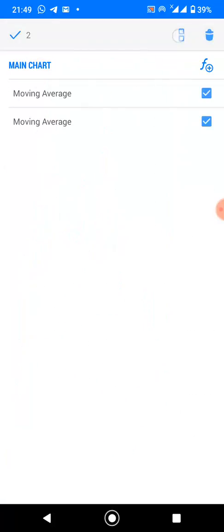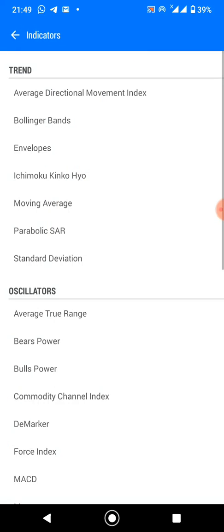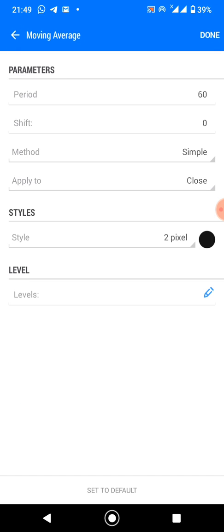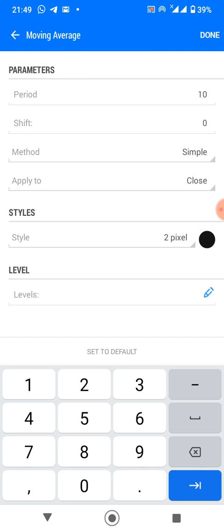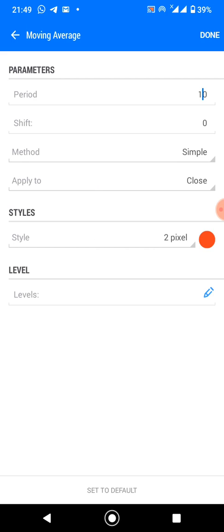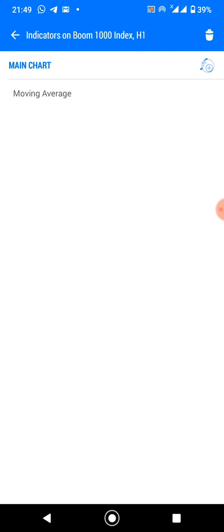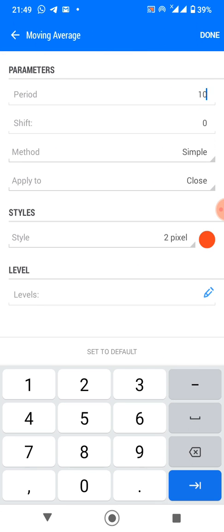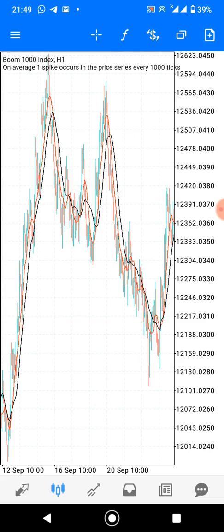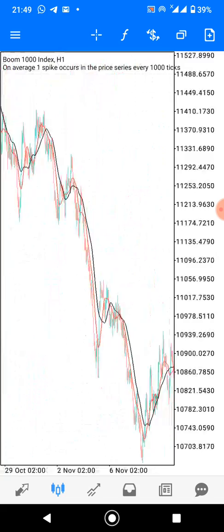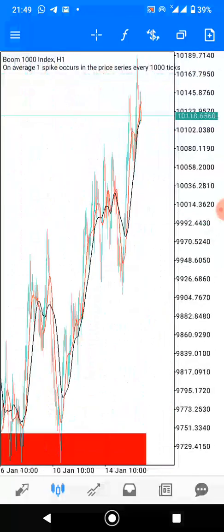So I'm going to talk about crossover now. If I add the 10 and I add the 20, what is this showing you? This is showing you a crossover.